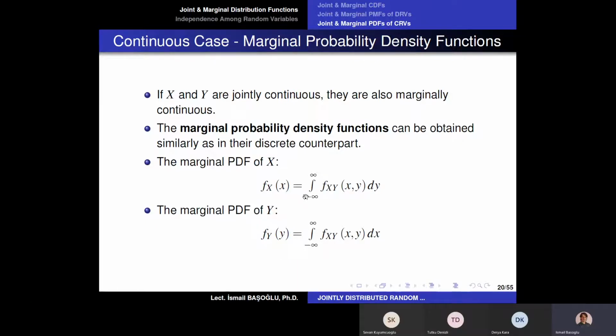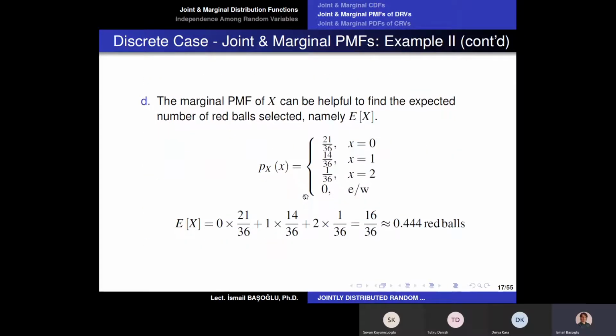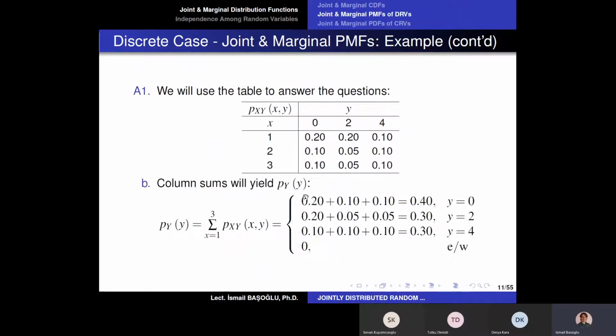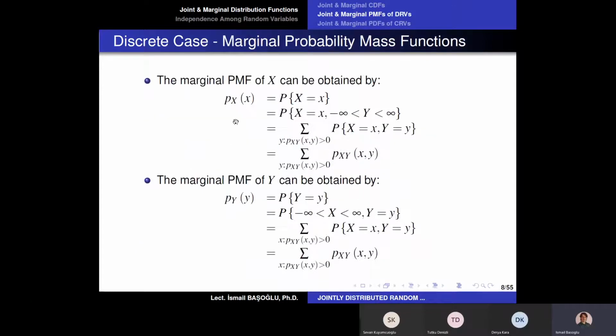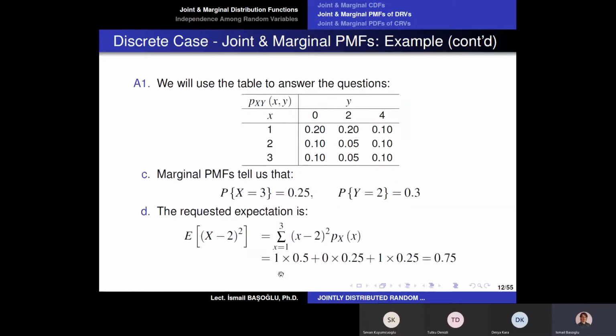Now, in the discrete case, we were doing what, if you remember? In order to compute the marginal probability mass function of x, we were running a summation of the joint probability mass values over y, over changing values of y. And similarly, for the marginal probability mass function of y, we were running the summation of the joint probability mass values over variable x. So we are exactly going to do the same in a similar fashion.